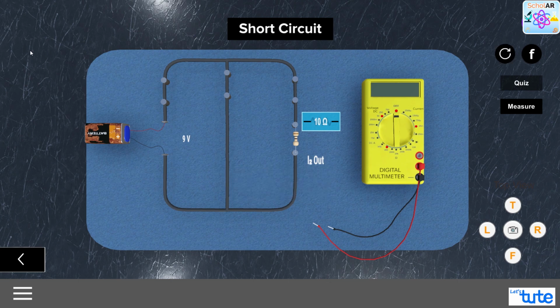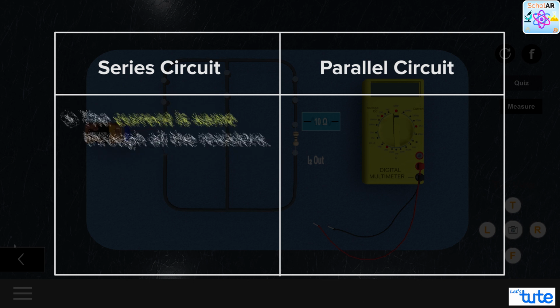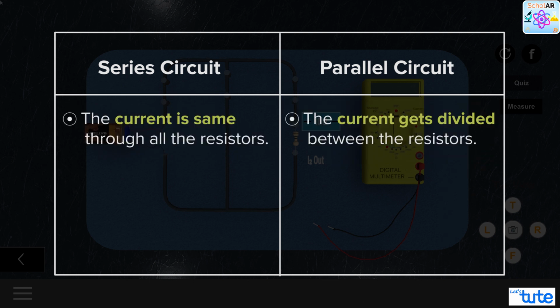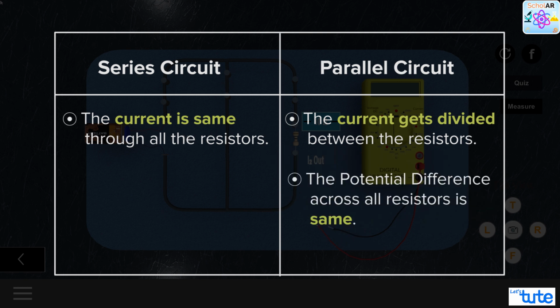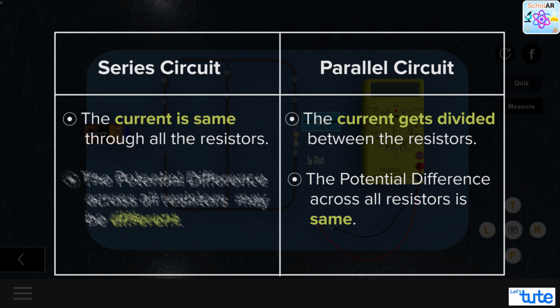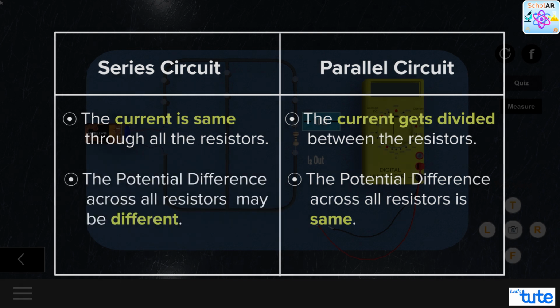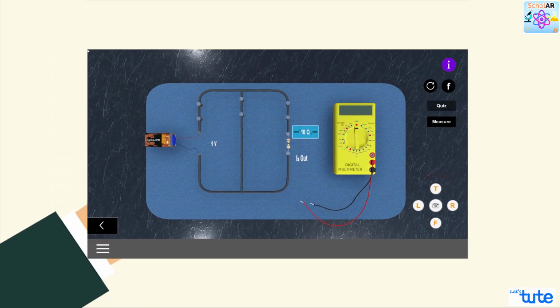Let's see a summary of all that we have learnt about circuits. You can see the current through each resistor remains the same in a series circuit while it may be different in the parallel circuit. The potential difference across each resistor is the same in the case of a parallel circuit while it may be different in the case of a series circuit. Well, I hope you've enjoyed this session.